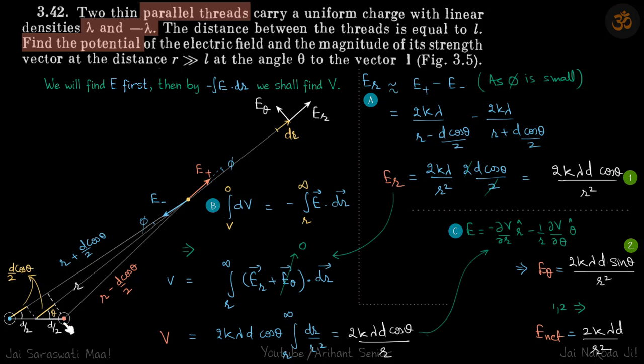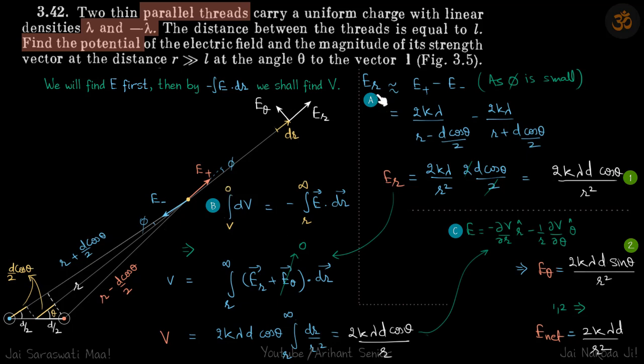So let's say this has a positive charge, this has a negative charge, and let's take a point randomly at a distance r and at an angle theta. We need to find the potential and field at this point. Our approach here is we are going to find the electric field first, because that would be easier to find, because of both the wires we can find electric field. And then by minus E dot dr we shall find the potential. So here let's find the electric field first.